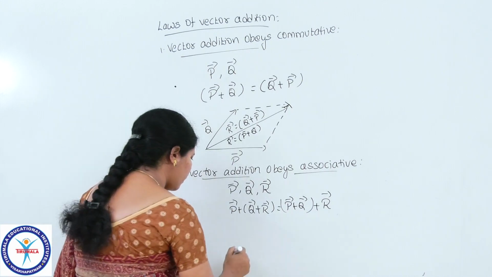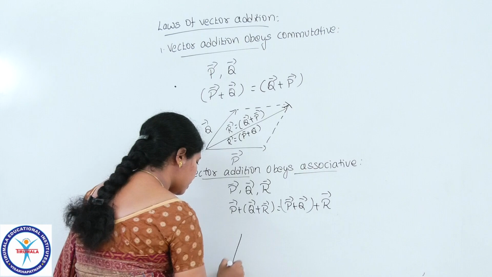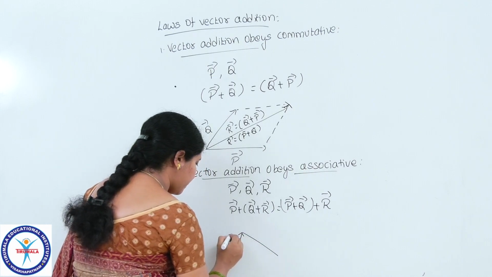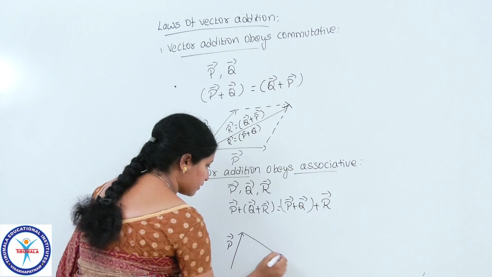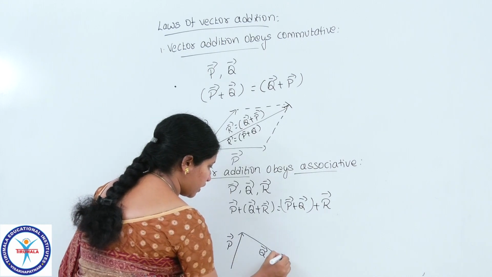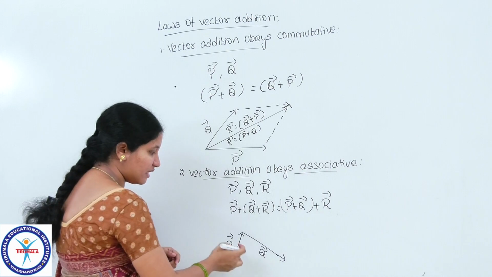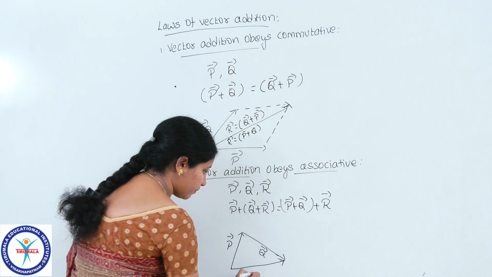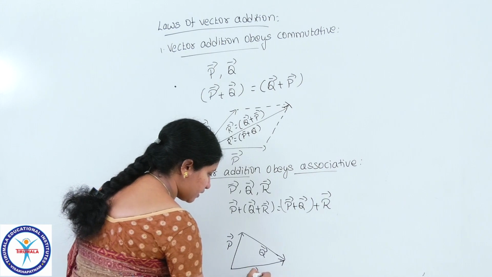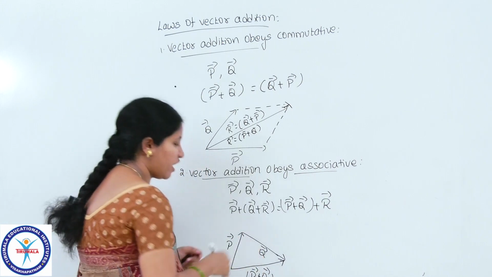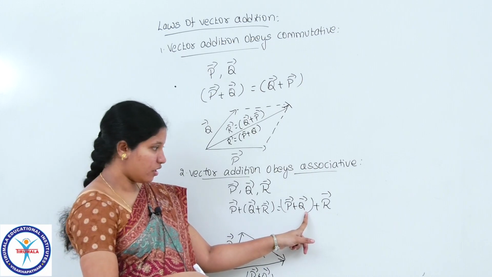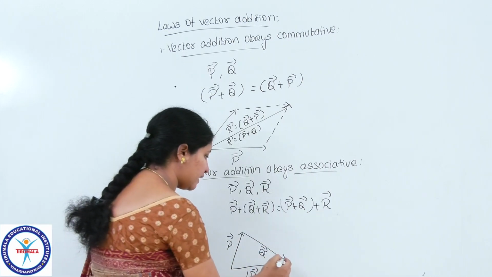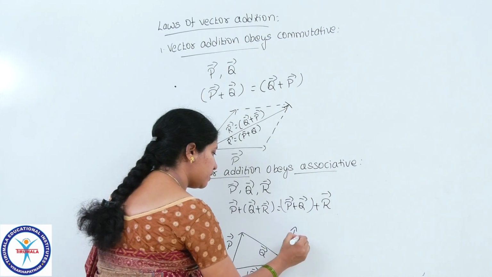So, I am considering two vectors, that is p bar and this is q bar. So the resultant is taken in the reverse order, that is p bar plus q bar. So we have obtained p bar plus q bar. So take another vector r bar and add it to the resultant. Let this be r bar.